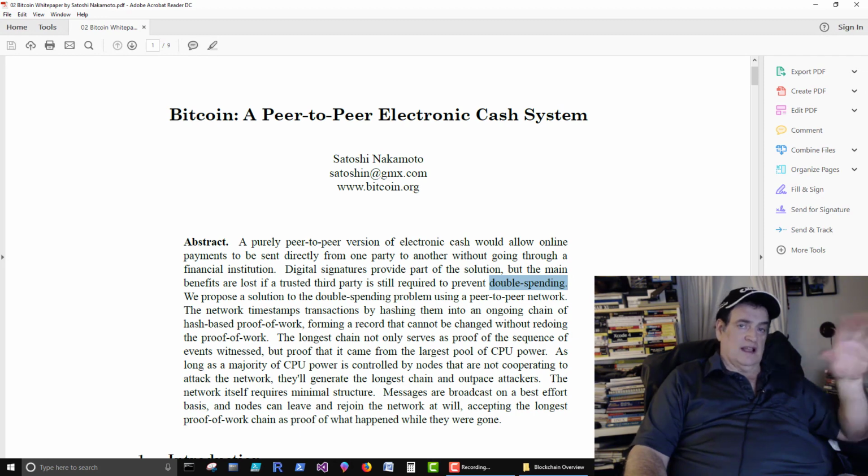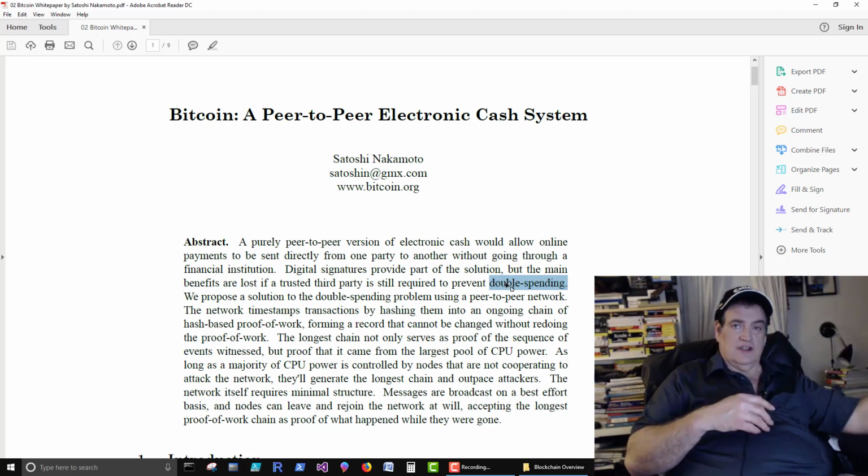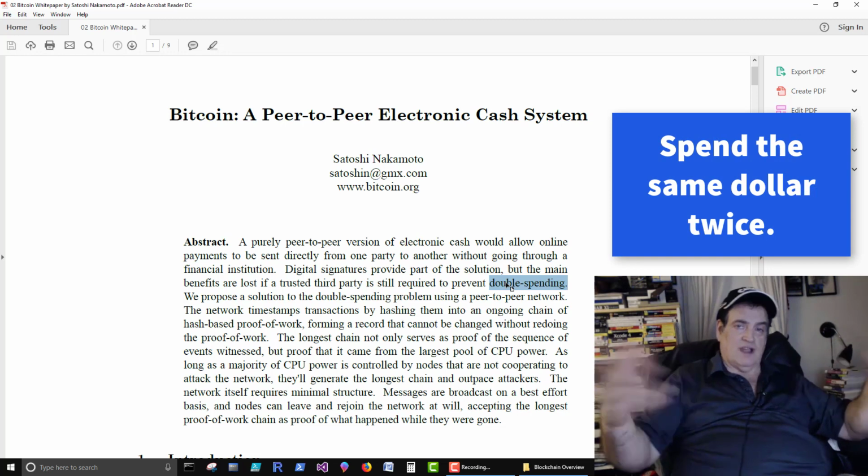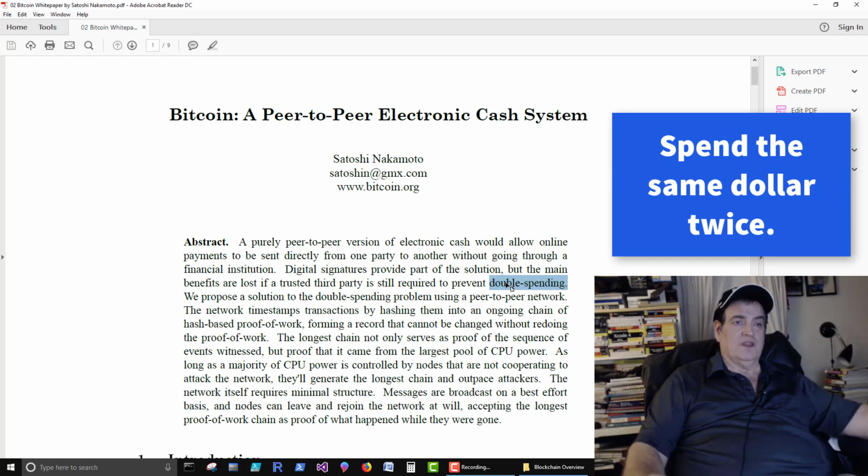Like I said, I'm no expert on this stuff, but from what I have read, they've tried to do this type of thing in the past and they couldn't get it to work because of the double spending. If I have an electronic dollar, I could use it here and I could use it there. There was no way to keep track of it. Satoshi figured out how to prevent the double spending.